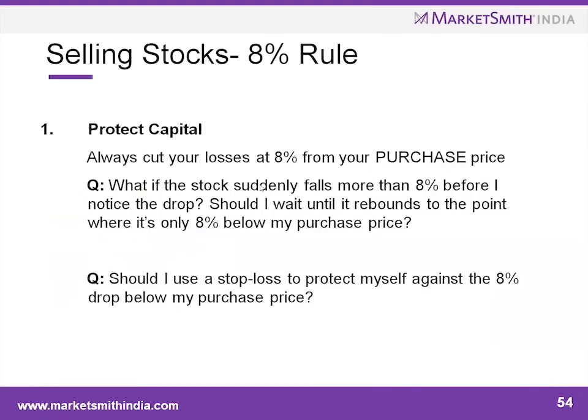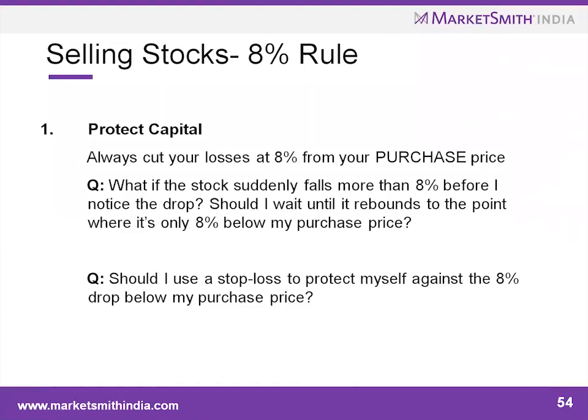So the 8% sell rule: always cut your losses at 8% from your purchase price. The question is, what if the stock suddenly falls more than 8% before I notice the drop? Should I wait until it rebounds to the point where it's only 8%? Ideally, whenever you buy a stock, you have an option to put in a stop loss from your purchase price.